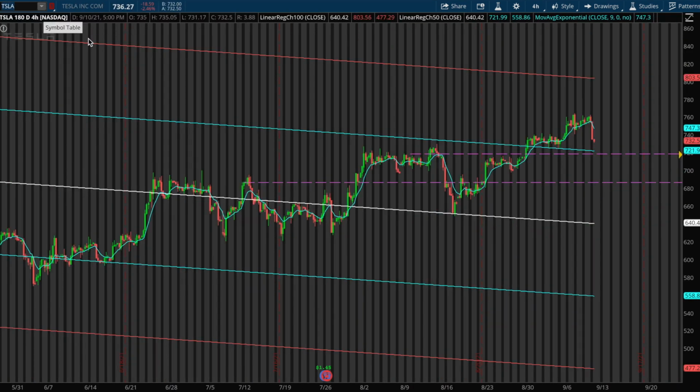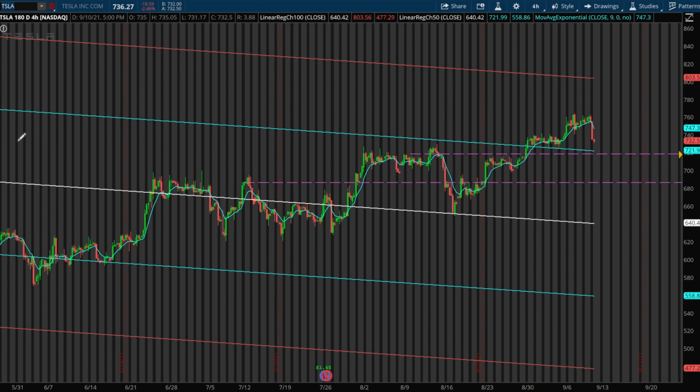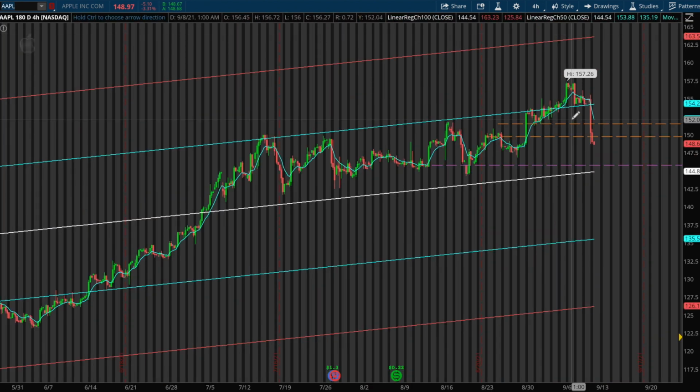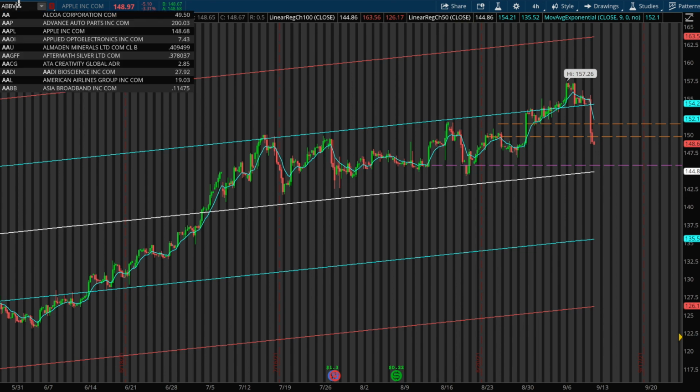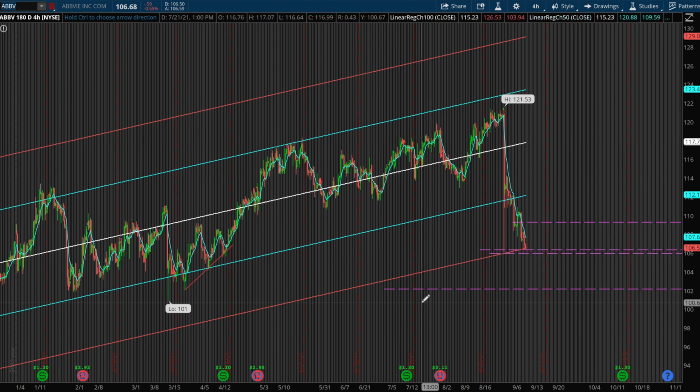So Tesla. See, Tesla isn't a great example because we're already in a downtrending channel, and we're pretty much at the top linear regression trends. Perhaps Apple. So Apple is the same. We're in the top deviations of the linear channel. So that's not the greatest example. AbbVie had a pretty big downtrend. So AbbVie. Yep, this is a really good stock to watch.